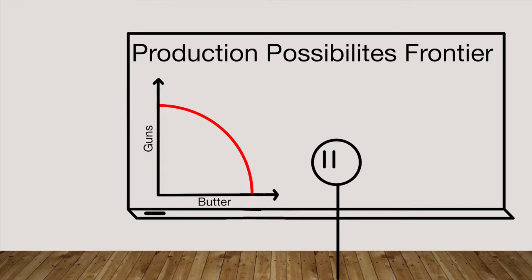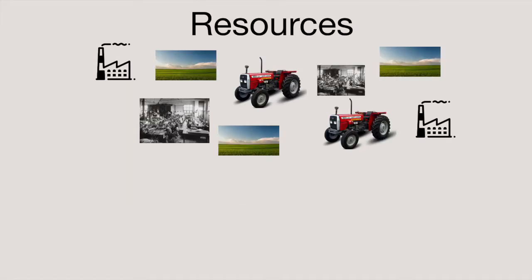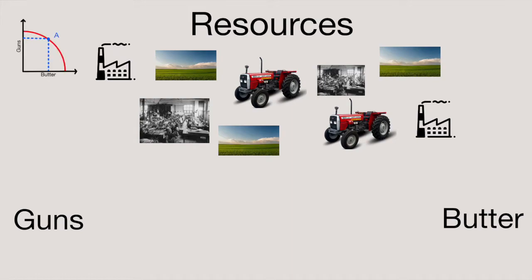Let's choose one point, A. What A represents is basically how we are allotting our resources to produce these two different goods, butter and guns. Because we only have a limited number of resources, remember scarcity, we have to decide how to use those resources. Remember the three economic questions. Using a diagram, we can show how things might look at point A.